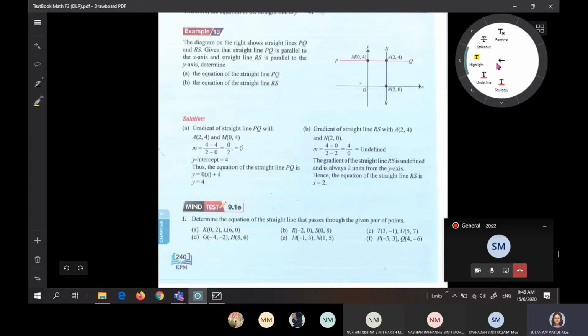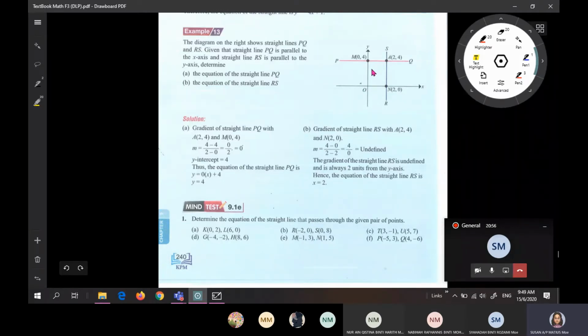Let me just write that for you. So you have straight lines PQ and RS. Given that the straight line PQ is parallel to the x-axis, so this is the x-axis, and RS is parallel to the y-axis, all right. So they want you to find the equation of PQ.